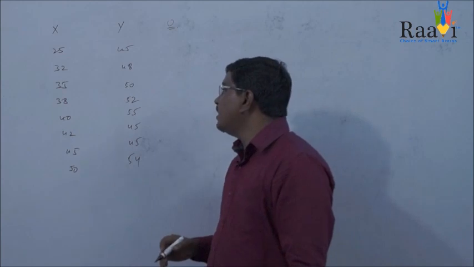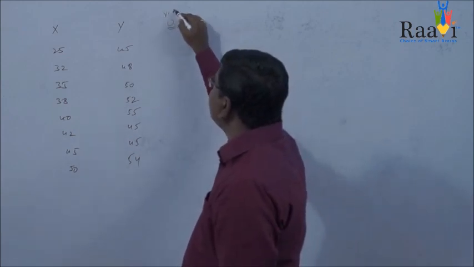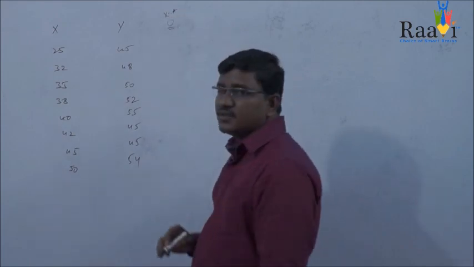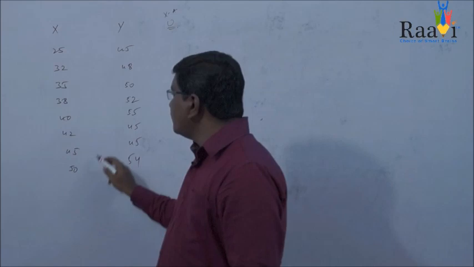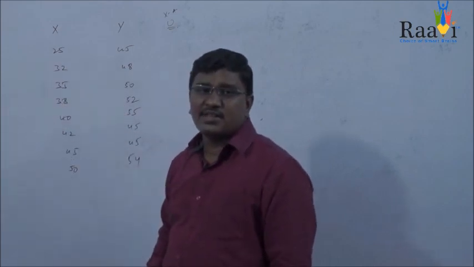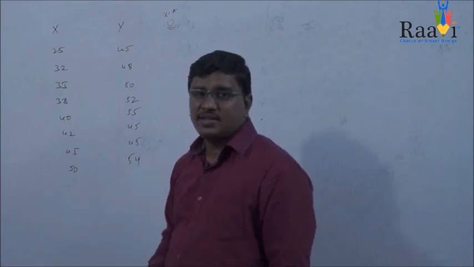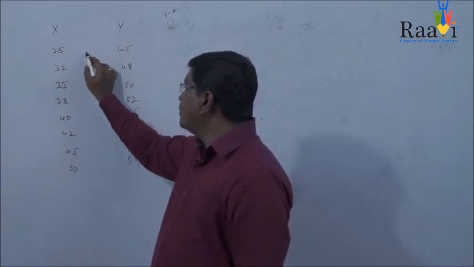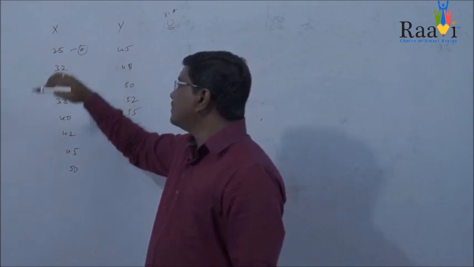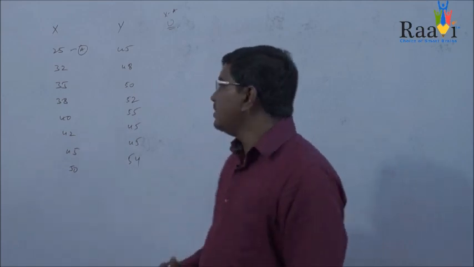How will we get U? U is X minus A. A is nothing but the least number in the X variable, which should be assumed as A. In this case, the least number is 25, so 25 should be assumed as A.